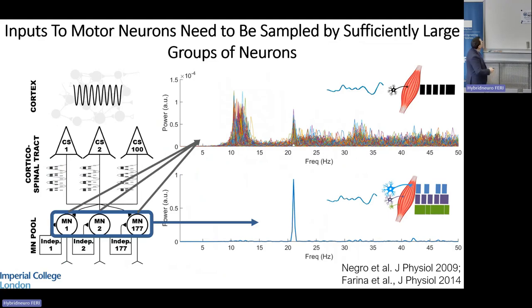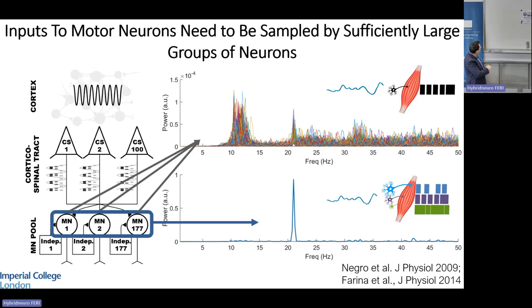There is also another reason to send common input, and this is work that together with Francesco Negro we did more than 10 years ago. If you have individual motor neurons, and you send a certain command, for example, from the cortex, each individual motor neuron will transmit the command in a different way, because each motor neuron is strongly non-linear, and it has a lot of noise. So if you look at how an oscillation like this, which is a 20 Hz oscillation, is transmitted by individual motor neurons, each motor neuron transmits it differently, and distorted quite a bit. Here you can see peaks coming out of the non-linearities.